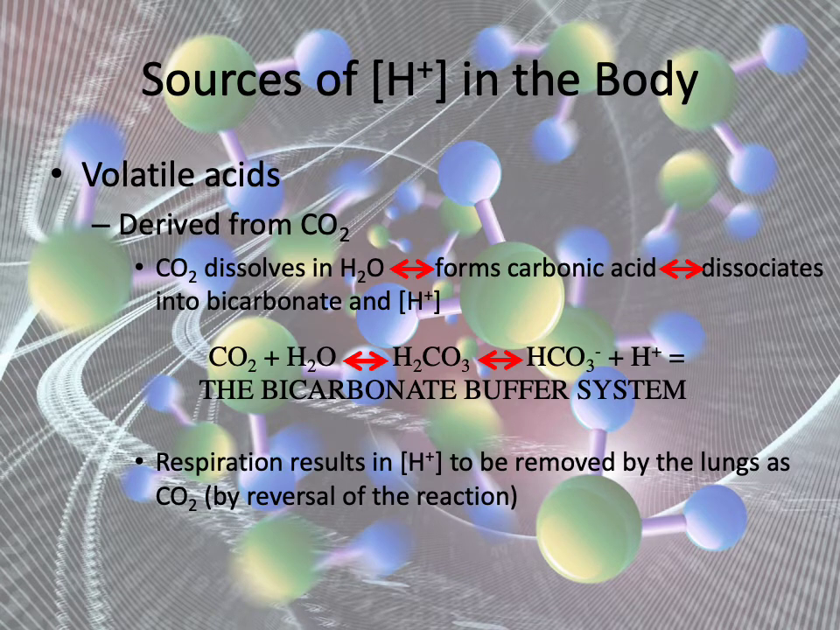So let's talk about where these acids come from, the sources of hydrogen ions in the body. We have volatile acids that are being produced in the body due to normal metabolism. We also have non-volatile acids that are being produced. But between the two, volatile acids tend to be the larger component that are being produced. So volatile acids, the primary volatile acid being produced in the body is coming from CO2 or carbon dioxide.